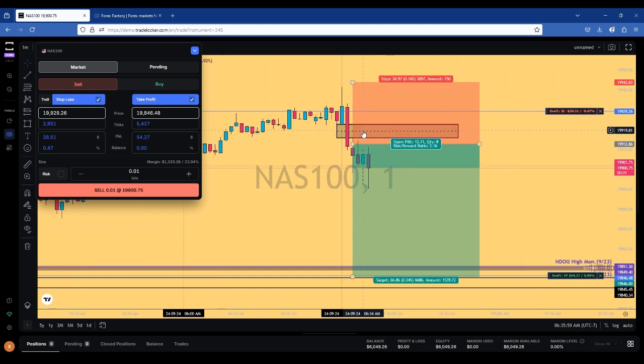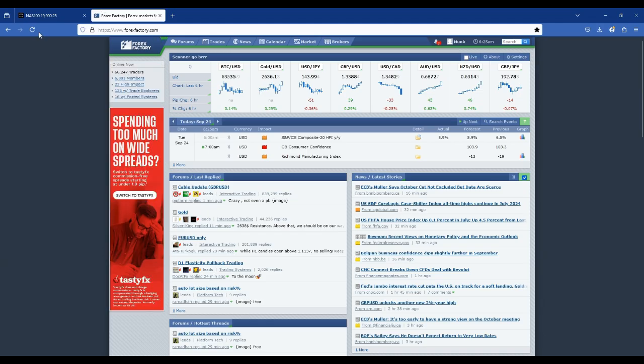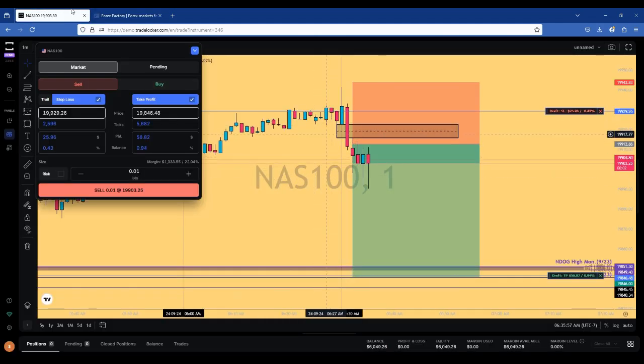But if I can't find my entry soon, I'm just going to have to wait until the second news event to happen. Because I don't want to take a trade right before that news comes out.